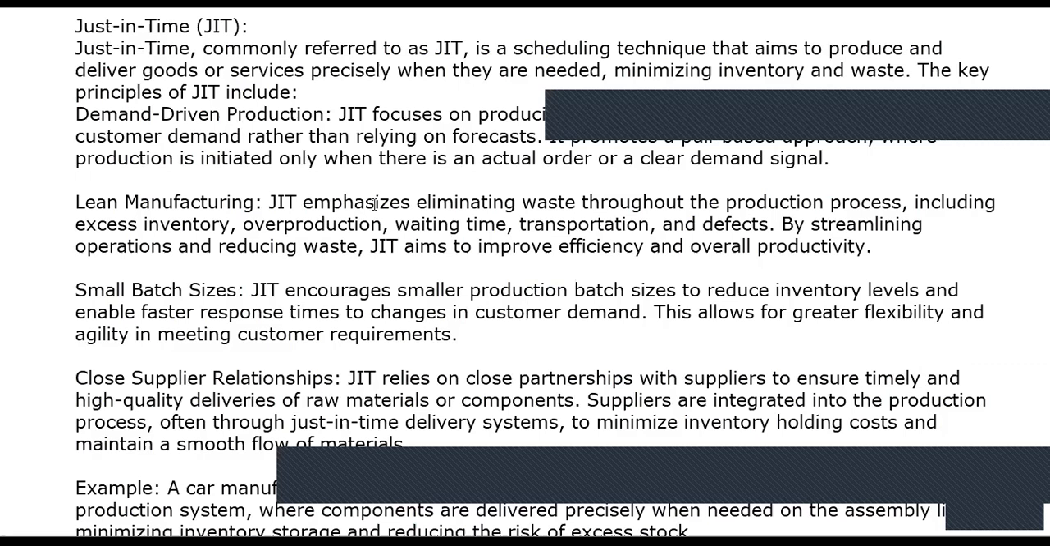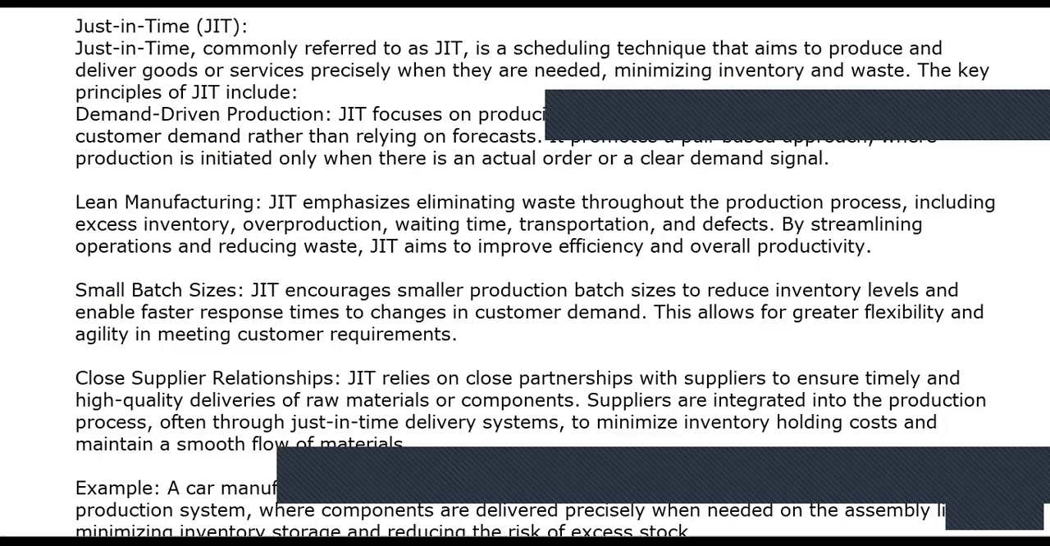Close supplier relationships. JIT also relies on close partnerships with suppliers to ensure timely and high quality deliveries of raw materials or components. Suppliers are integrated into the production process, often through a just-in-time delivery system, to minimize inventory holding costs and to maintain a smooth flow of materials.